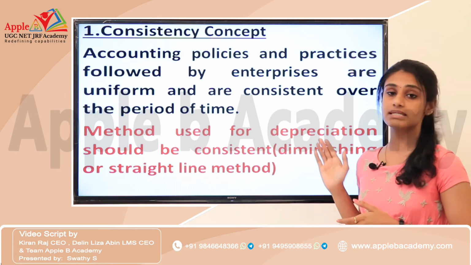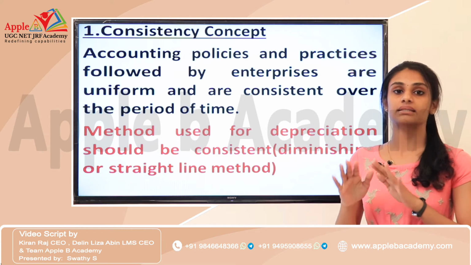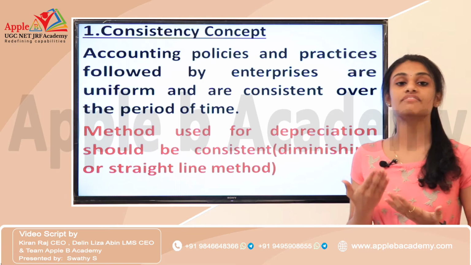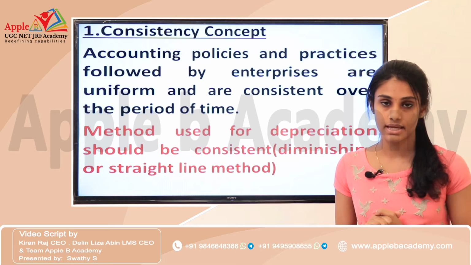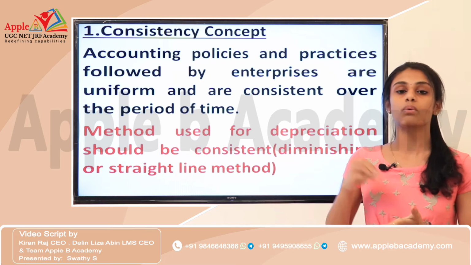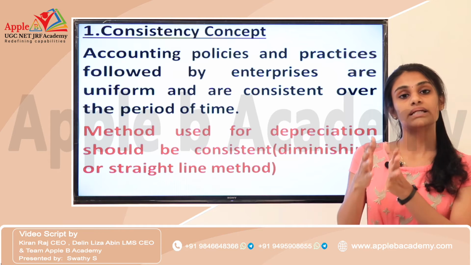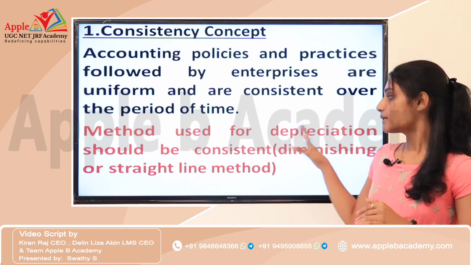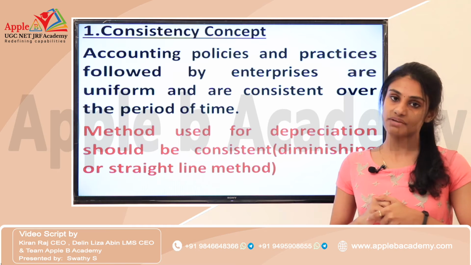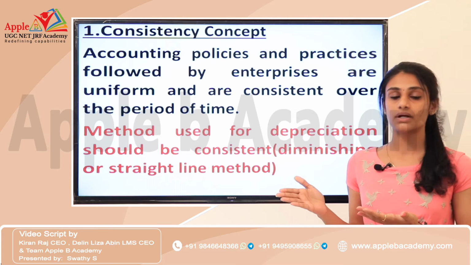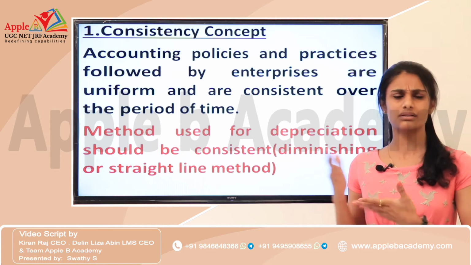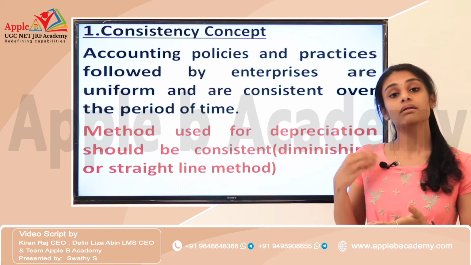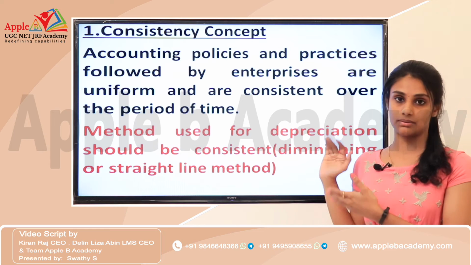So the first one is the consistency concept. The term itself says that there is a consistency. So what is this consistency? There are different practices we follow while recording accounting transactions, so there must be consistency over these. Let's take an example to make it clearer, that is depreciation. We know that we calculate depreciation every year. For calculating depreciation, there are different methods like the straight line method, the diminishing method, and other methods. Mainly we are focusing on these two methods. We can find depreciation based on any of these methods.